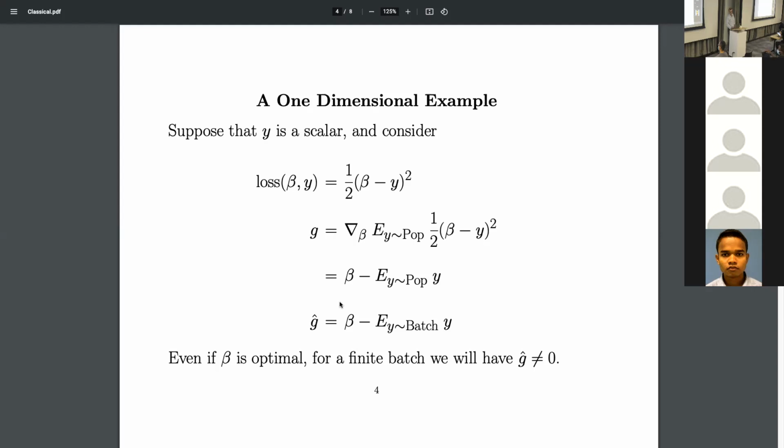So if I apply the gradient descent analysis, the gradient with respect to beta of this average loss, you just differentiate this and you get twice beta minus the expectation of y. So the point where the gradient is 0 is just the expectation. Now, this is just an example. If I have a finite batch, then this estimate of the gradient is beta minus the average value of y over that batch, which is not going to be the true mean. So what's happening is we get noise from g hat.